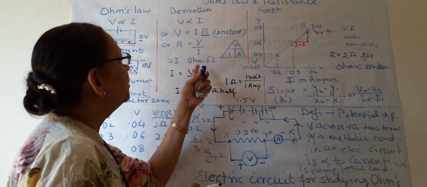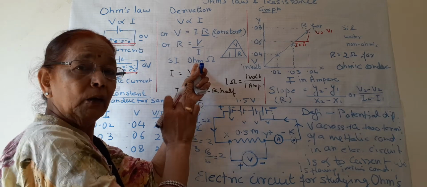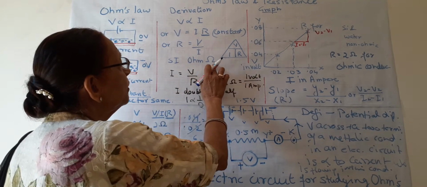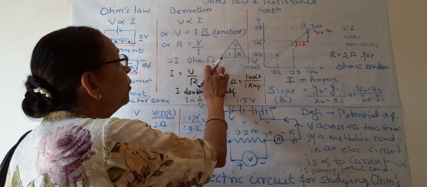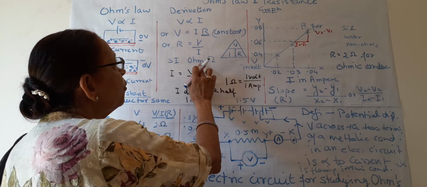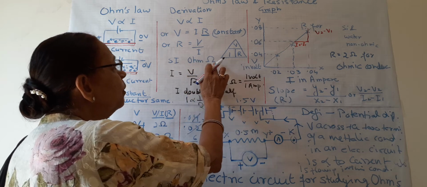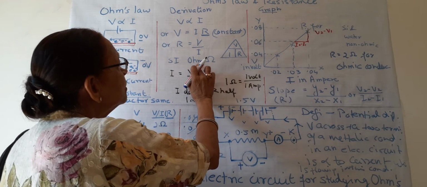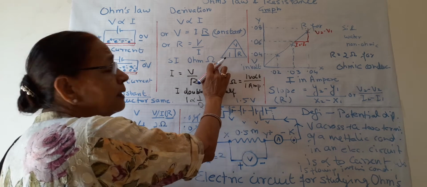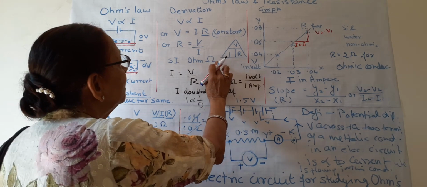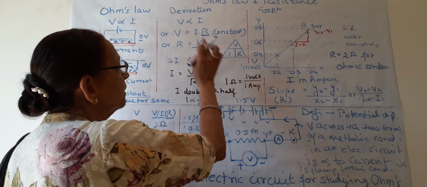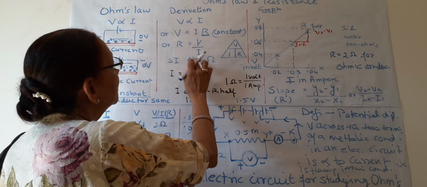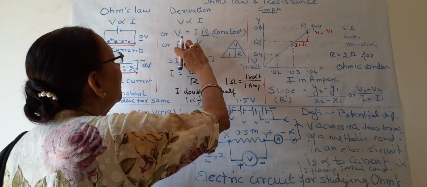Its SI unit is ohm, named after the discoverer Ohm, and it is denoted by this Greek letter omega. The symbol of ohm, we can write ohm also, or we can write this omega. This is the Greek letter omega, so ohm is written as omega. This is the symbol of ohm, which is the SI unit of resistance.